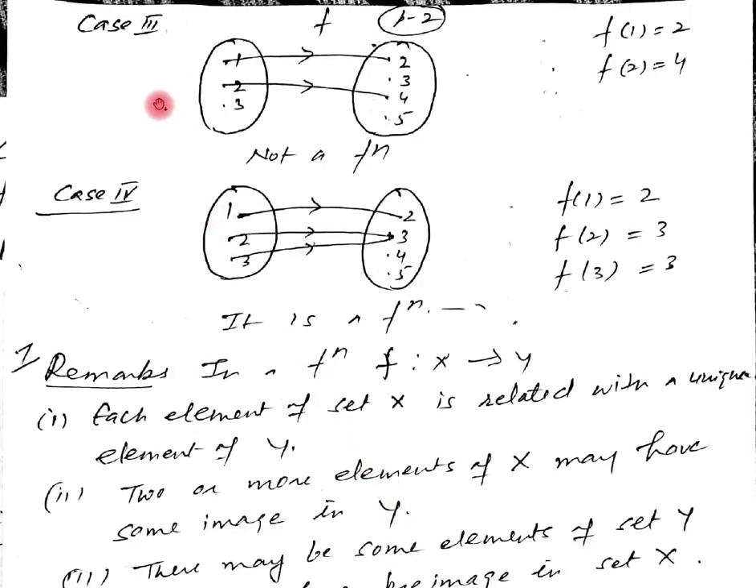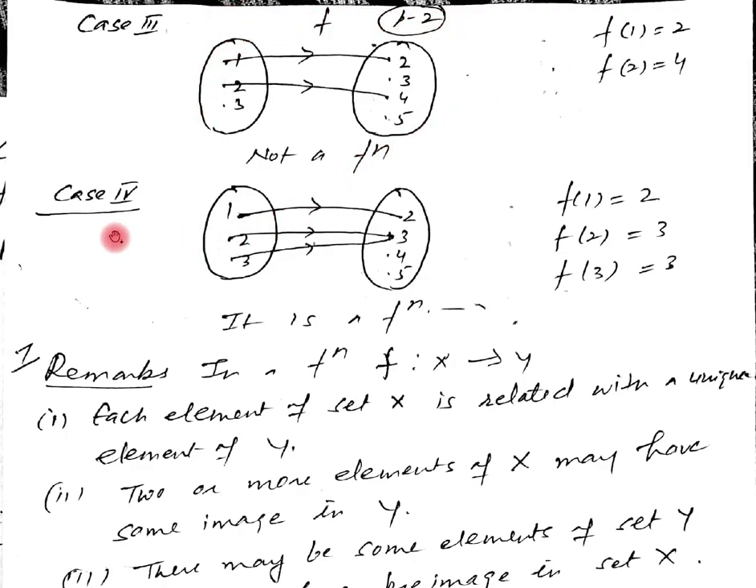Now let us see case third. Let we define this arrow diagram. This is the set x, this is the set y. Now here, can you say it is a function? It is not a function because this element is not related with any element of y. Then again it is not a function.